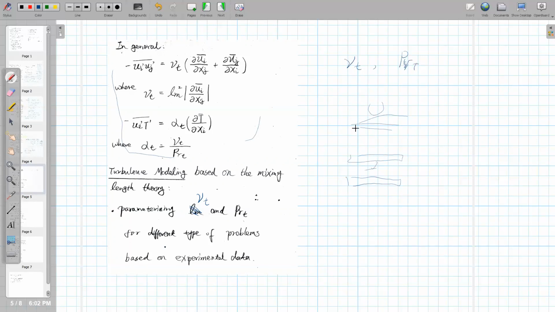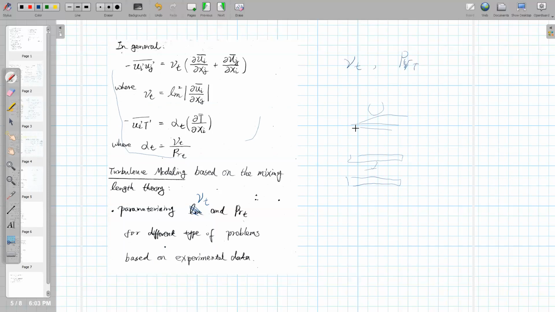That means it's not possible to find a constant nu T, the eddy viscosity, and a turbulent Prandtl number for all cases, for all fluid problems. Each problem will have a different value. So this makes this model not very useful anymore, because I have values derived from some experimental data, but I won't be able to use them for many other problems. So this makes this model really not good.